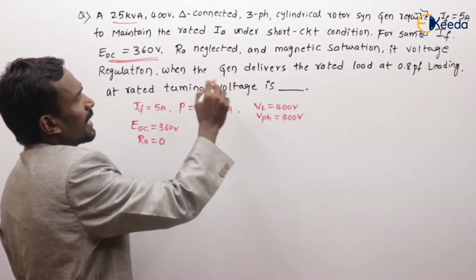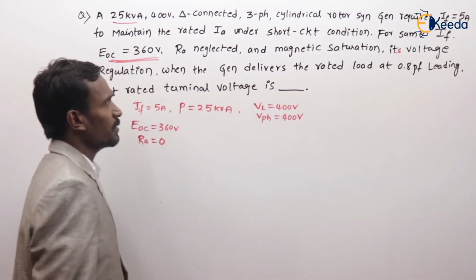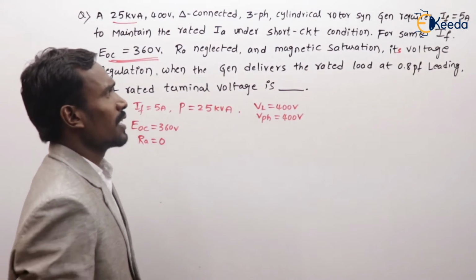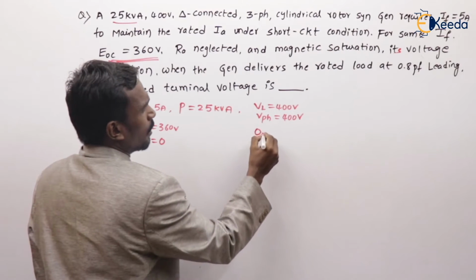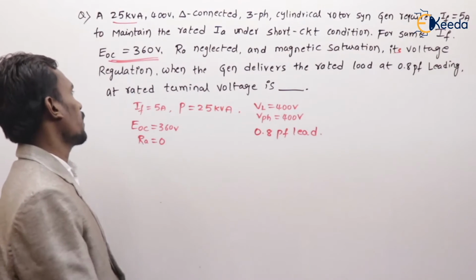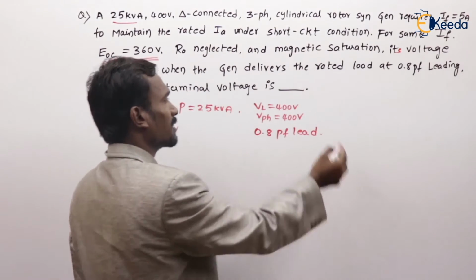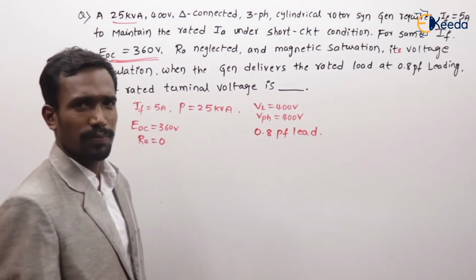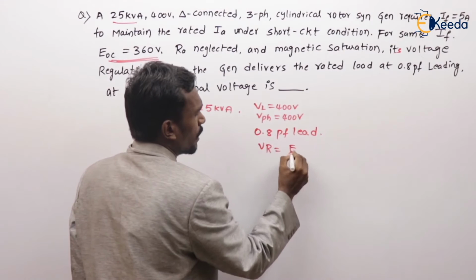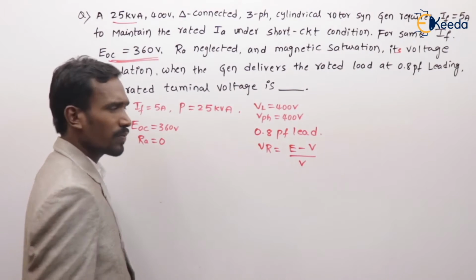Find its voltage regulation when the generator delivers the rated load at 0.8 power factor leading with rated terminal voltage. This is the question. So voltage regulation is equal to E minus V by V. We have to find out E.